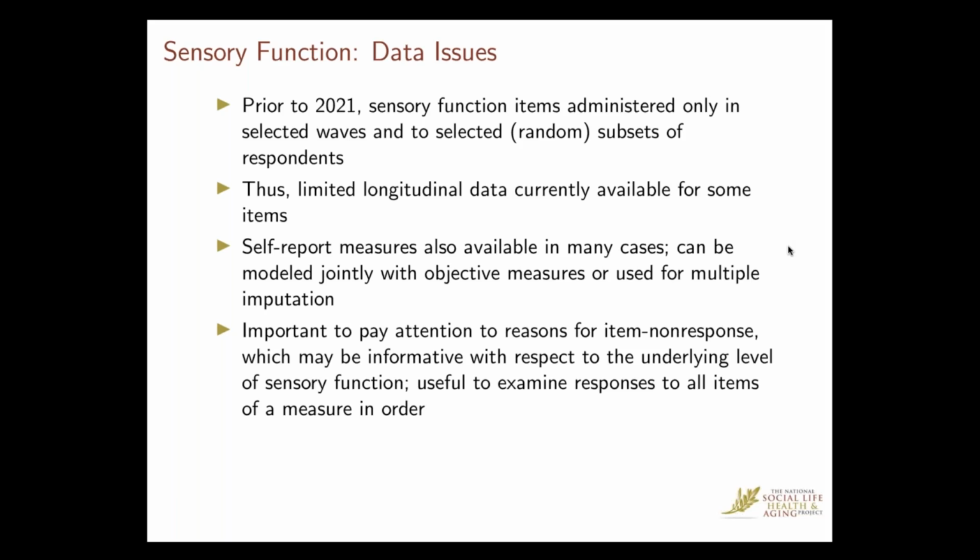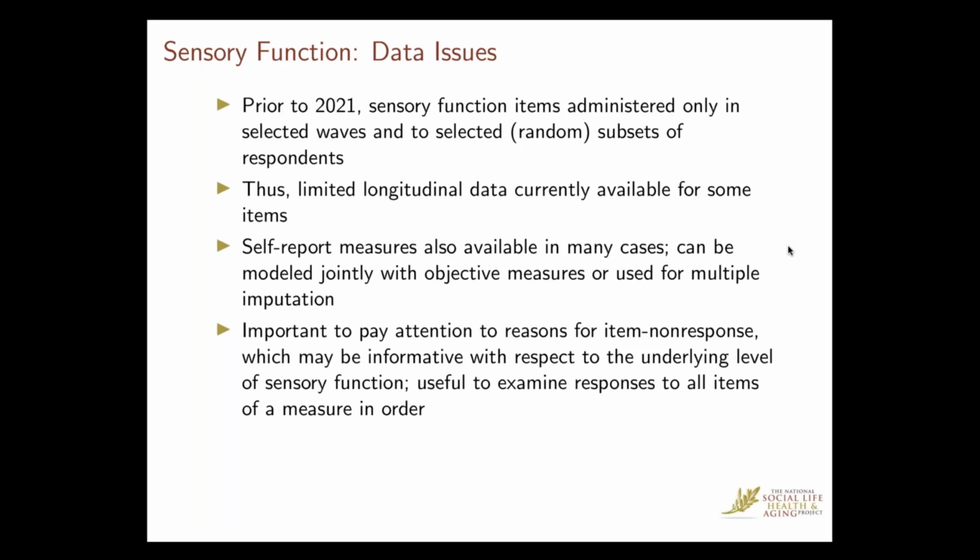With respect to sensory function, as you saw from Jay's presentation, prior to 2021, we did a lot with sensory function. However, those items were administered, some of them only in selected waves and to certain random subsets of respondents. And so the first thing for you to do if you're contemplating a study using the sensory function data from NSHAP prior to 2021, the data that we have collected thus far, you need to simply look and make sure you understand when and of whom the items were asked.